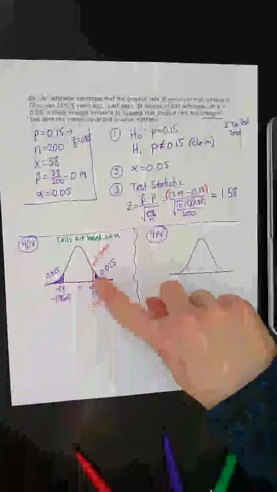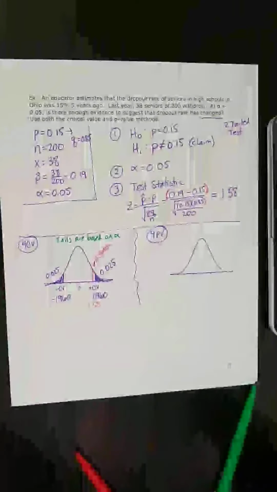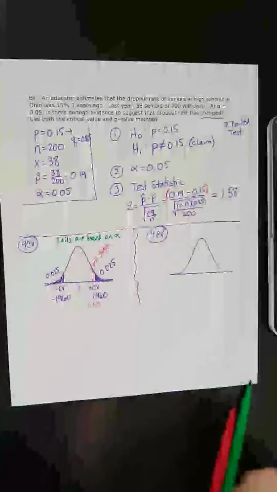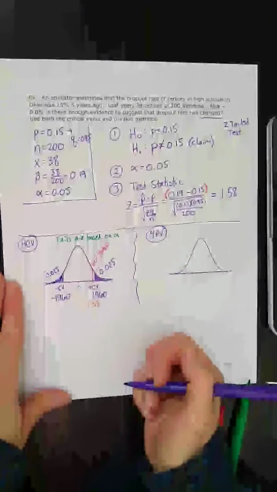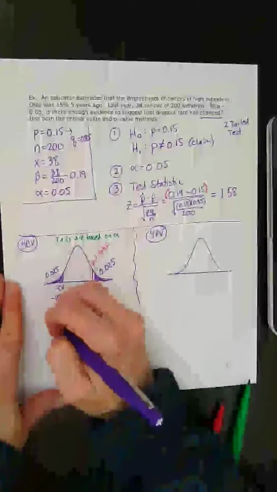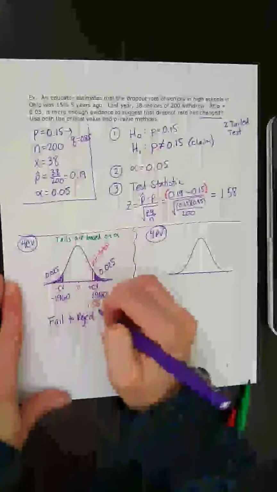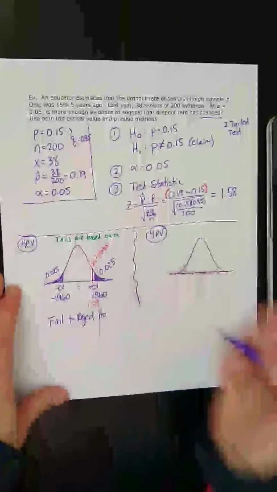So, did the test statistic fall in the rejection region? No. So, we're not in the rejection region. We don't get to reject. So, our decision is that we fail to reject H sub 0.